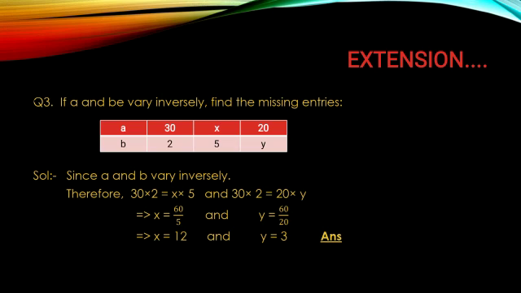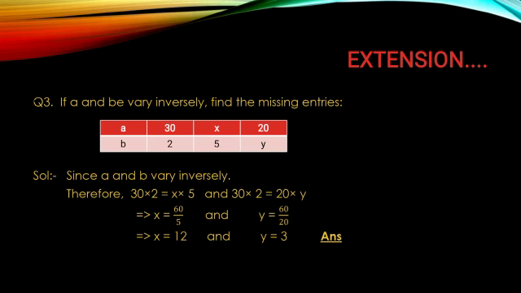So what can you say about here? Coming to the solution part, since A and B vary inversely, it is very important to write down this line. First of all, you have to declare whether A and B are in inverse proportion or in direct proportion. According to that, you will apply the relation, right?